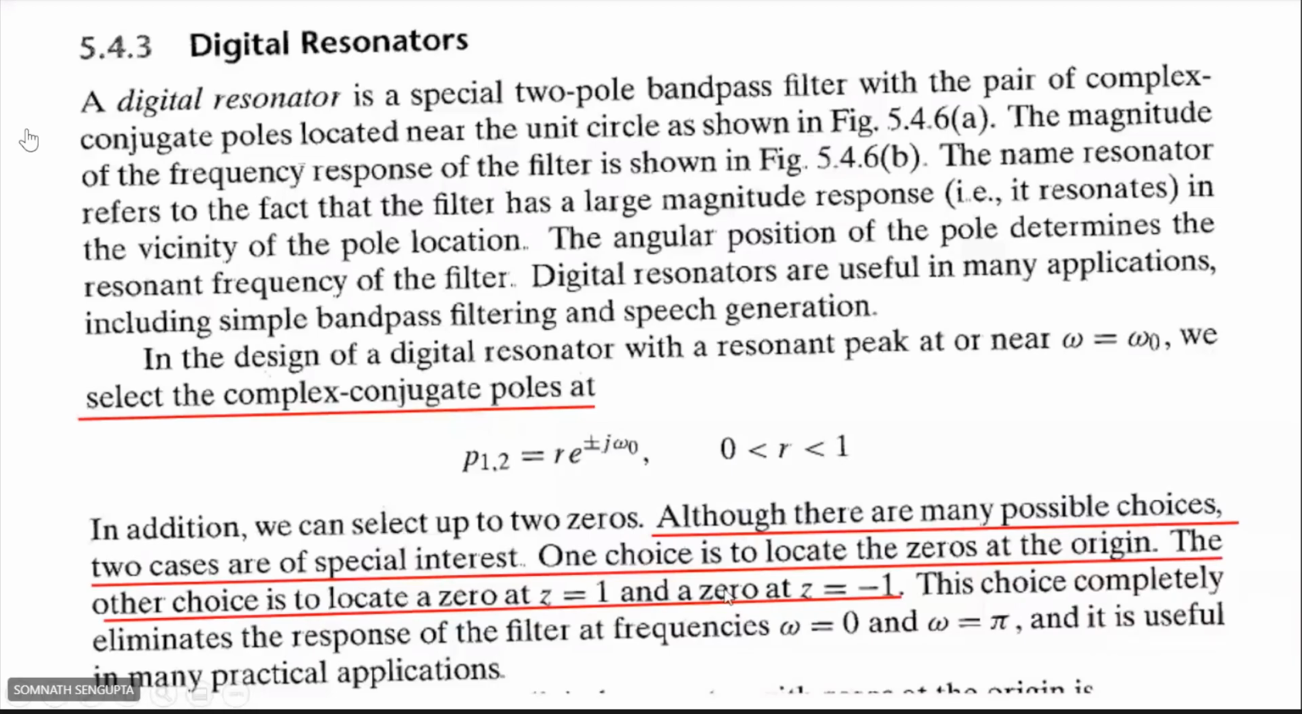Although there are many possible choices, two cases are of special interest. One choice is to locate the zeros at the origin. Zeros at the origin means omega is equal to 0. वहाँ पे हम लोग एक जीरो कर सकते, so that फ्रीक्वेंसी ओमेगा 0 पे गेन 0 होगा.